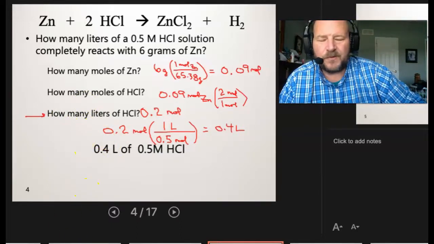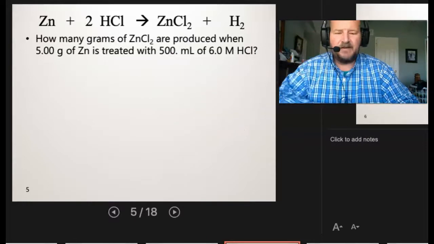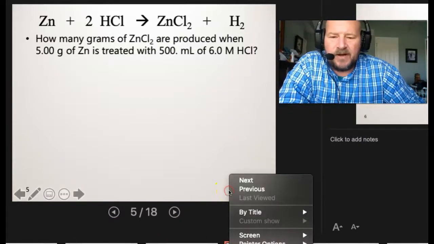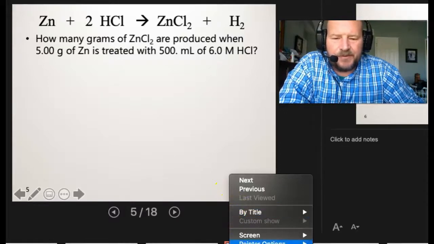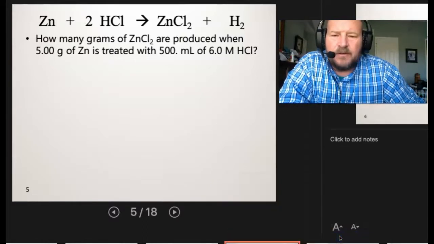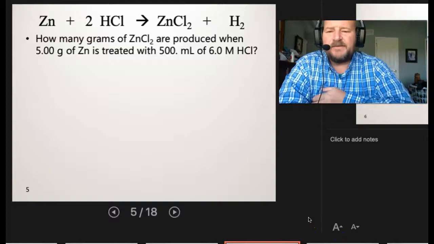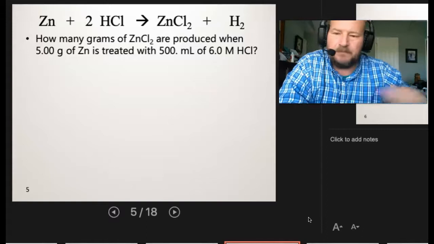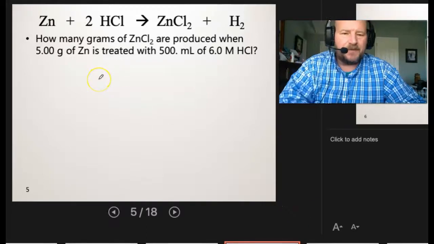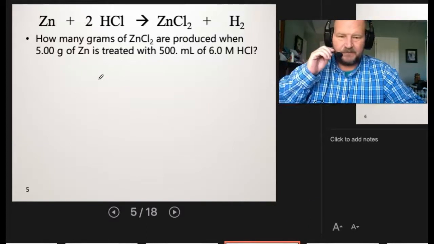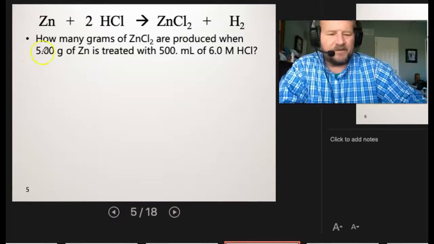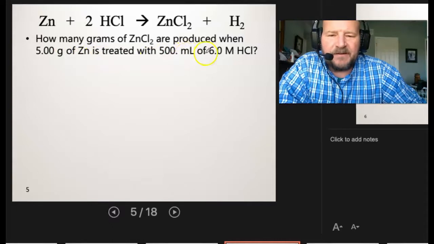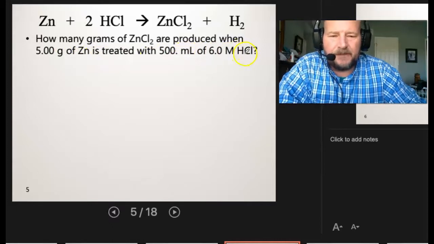Okay, let's try one more problem. All right, so here's a little bit of an added slide for us to do this problem. And so we've got how many grams of ZnCl2 are produced when 5 grams of zinc is treated with 500 milliliters of 6 molar HCl. So this would actually be a limiting reagent style problem, right? So we have to figure out our stoichiometry with the 5 grams, and we also have to do the 500 milliliters of 6 molar HCl.